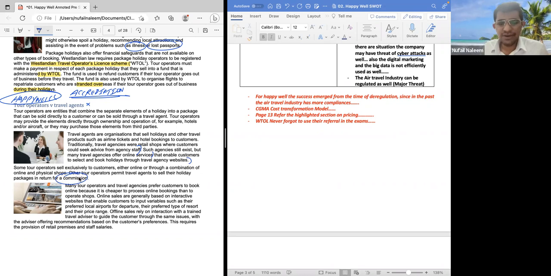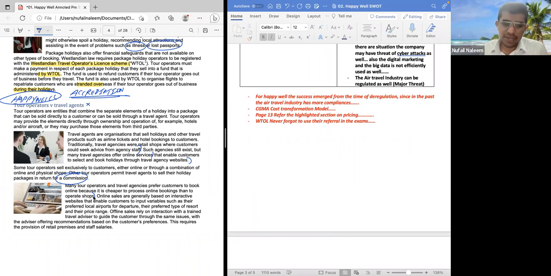Now, students, if you look at Happywell, for us, travel agents don't play a critical role. The reason is we have our own website. And the second thing is we are very popular in Westland also. Many tour operators and travel agencies prefer customers to book online because it's cheaper to process an online booking than to operate a shop. That is the truth.